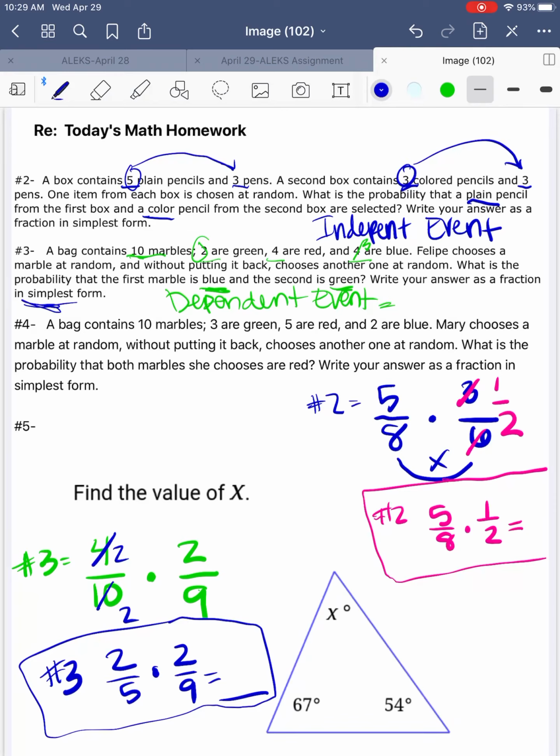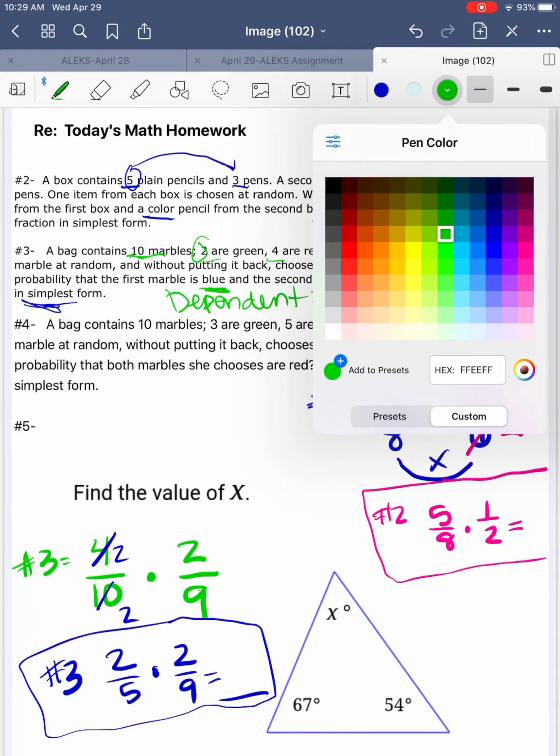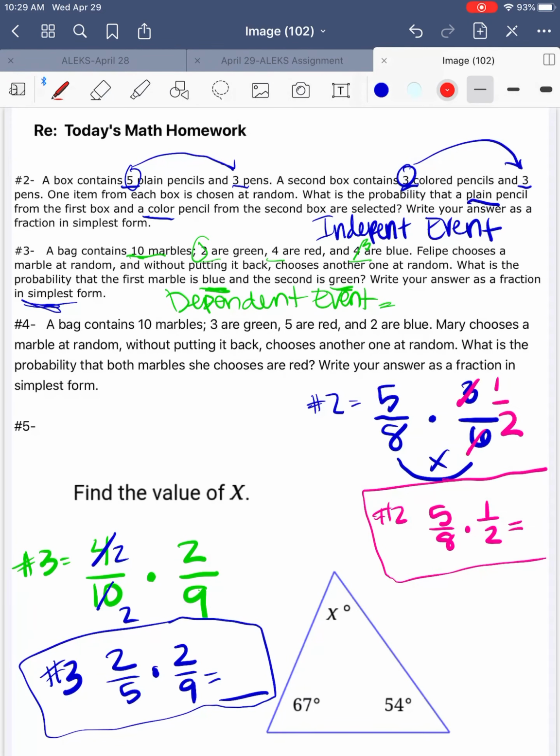Okay, then number 4. Let's find another color so that it's not too confusing. Okay, so number 4, a bag contains 10 marbles. 3 are green and 5 are red and 2 are blue. Mary chooses a marble at random. Without putting it back, chooses another one at random. What is the probability that both marbles she chooses are red? Write your answer as a fraction in simplest form.